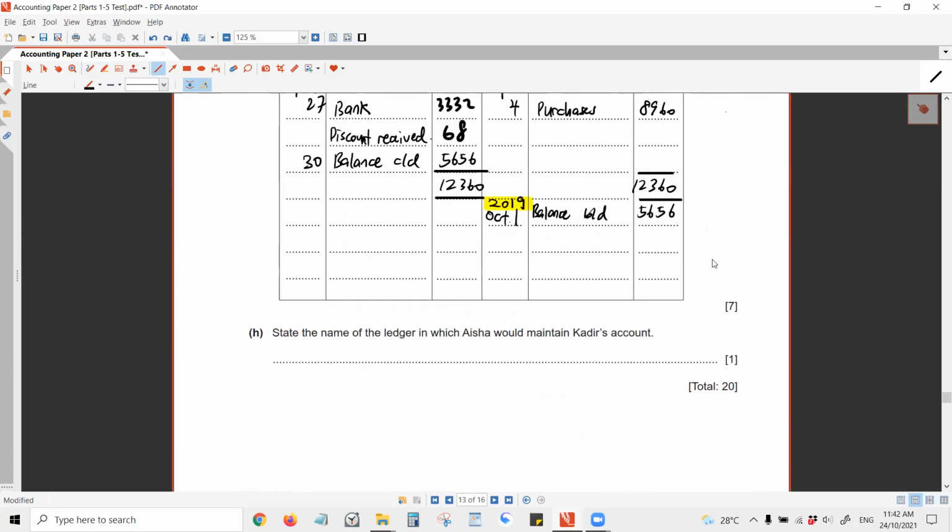Now question H. State the name of the ledger in which Aisha would maintain Cardeal's account. Look carefully at who we are.